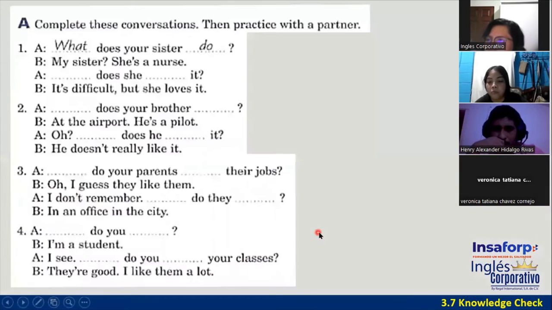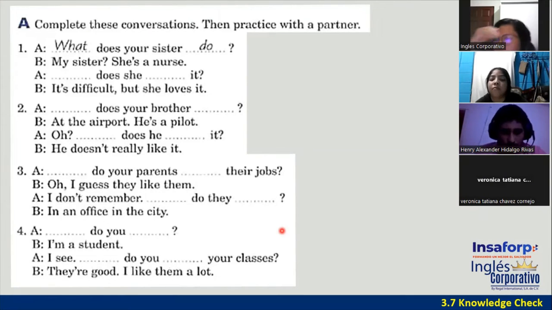Right, let's go ahead and work in the following exercise, okay? It says complete these conversations, then practice with a partner, okay? Es el mismo ejercicio. En la vez anterior fallamos un poquito, pero hoy que ya sabemos cómo usar la pregunta, how do you like it, how does she like it, etc., let's go ahead and answer. Si pueden, pueden abrir sus micrófonos y lo hacemos todos juntos, ¿verdad?